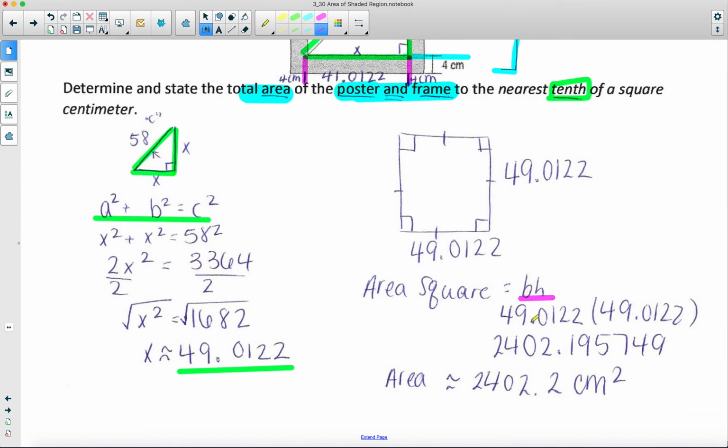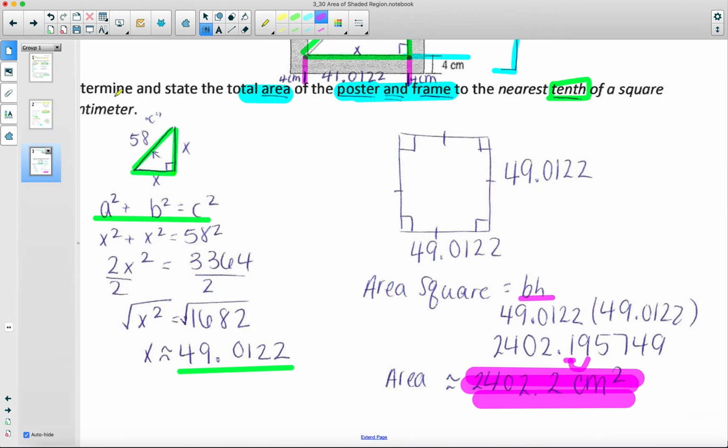Area of a square, base times height. So we just do our 49.0122 times itself. We get this really long decimal, but we have to round to the nearest tenth. So I'm going to take a look here. Right, that's the tenth. The 9 tells the 1, oh, you have to go up. So our final answer is approximately 2,402.2 centimeters squared. And that is the final answer. Okay, is that it? Yep, and that's it.